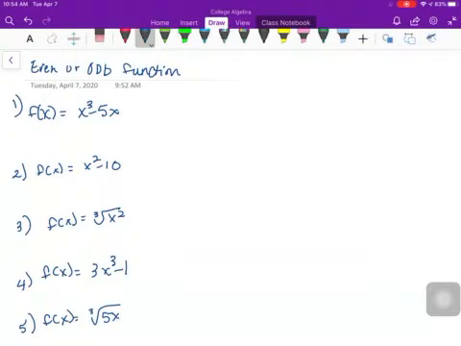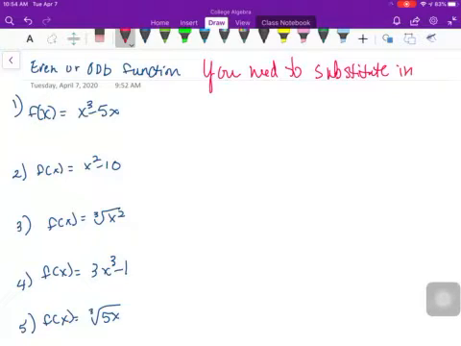I just want to reiterate how you go about checking if a function is even or odd or neither. This is checking if the function is even or odd, not the degree. So I've found 5 problems here, and anytime you are going to check whether a function is even or odd, you need to substitute in negative x.